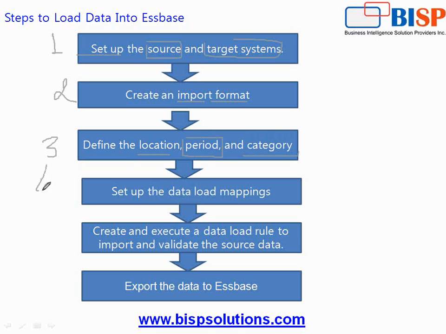In third step and fourth step, we do actual mapping task. What is source and what is target? This is exactly the same as you do in your load rule where you define mapping. And the fifth step, you create and execute load rule. Actually, FDMEE also creates a load rule only behind the screen. So it creates and executes a load rule to import and validate the source data. So you import into staging followed by your target application and validate the source data.